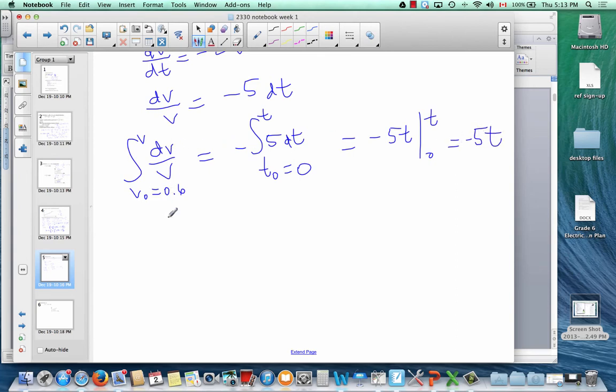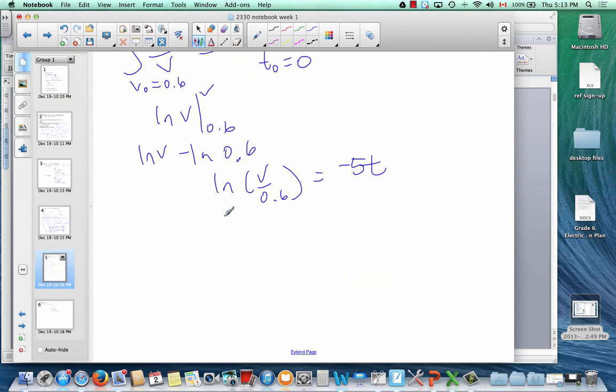The left-hand side, integral dv over v, is ln of v, and we have to put in the upper and lower limits. So that's ln v minus ln of 0.6, but then we use the log trick. Log a minus log b is log of a over b. And now we reunite the left and right-hand side. What we do next is we raise both sides to the e, and so e undoes ln, so we end up with v over 0.6 on this side. And on this side, we end up with e to the power minus 5t. Cross-multiply the 0.6, and you're done.